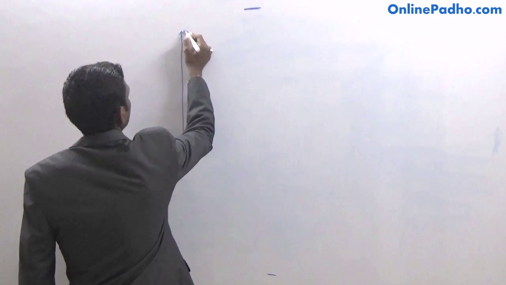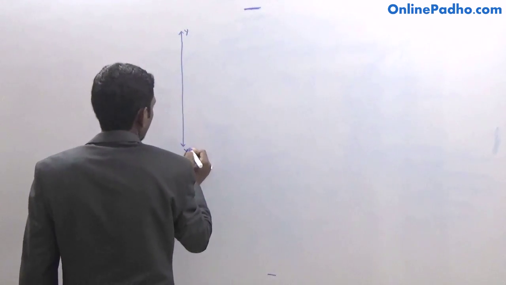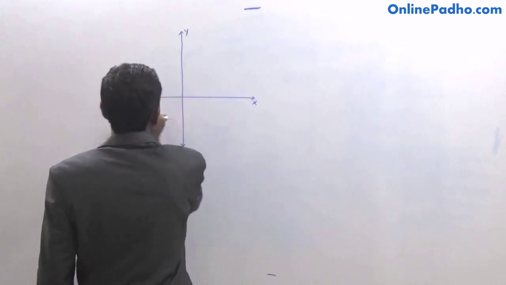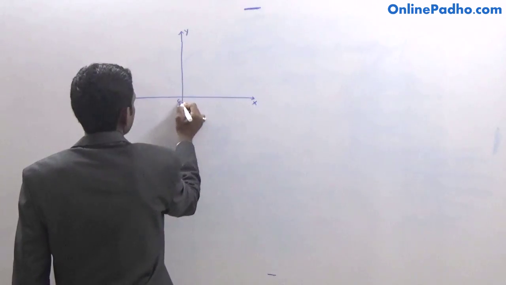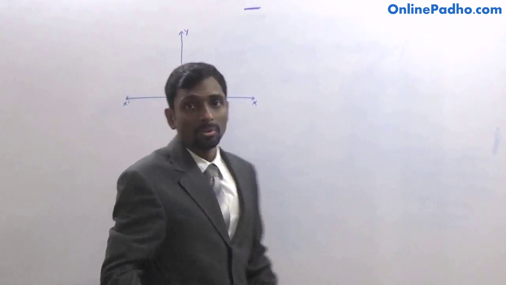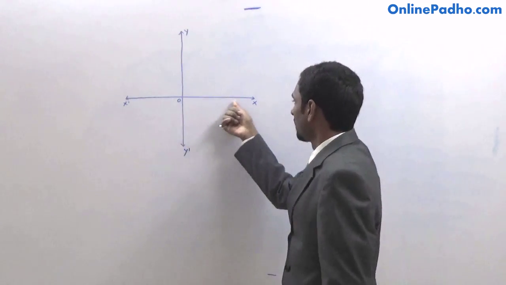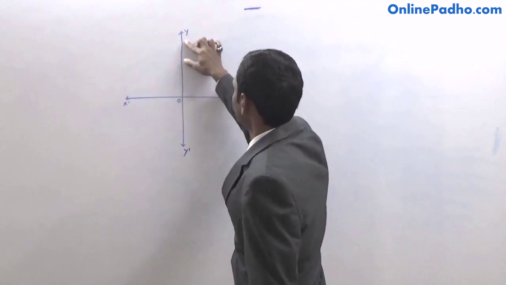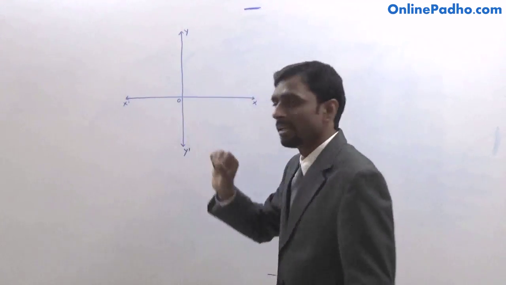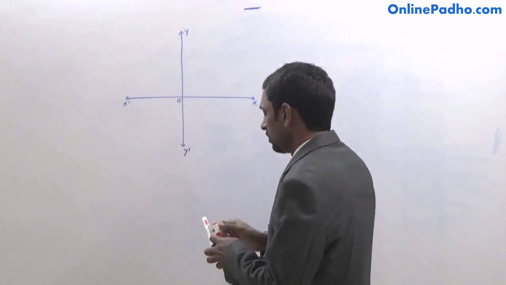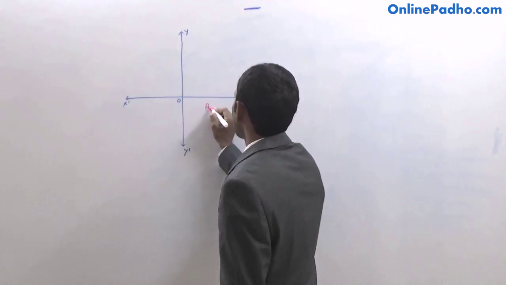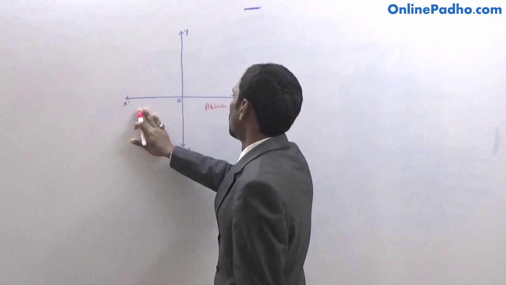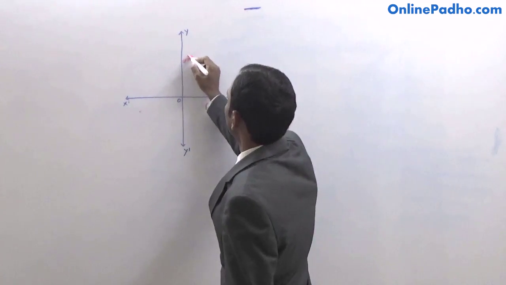Now, the vertical straight line is called the y-axis and the horizontal line is called the x-axis, right? So OX is the positive x-axis, OX dash is the negative x-axis, OY is the positive y-axis and OY dash is the negative y-axis, right? And the x-coordinate is called the abscissa and the y-coordinate is called the ordinate.